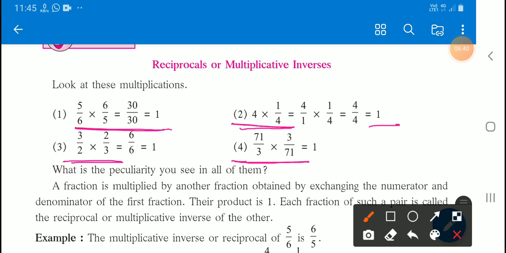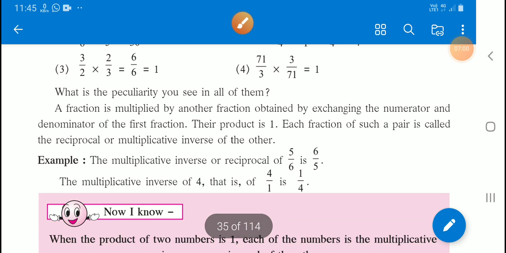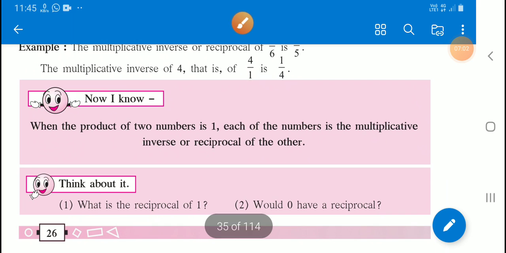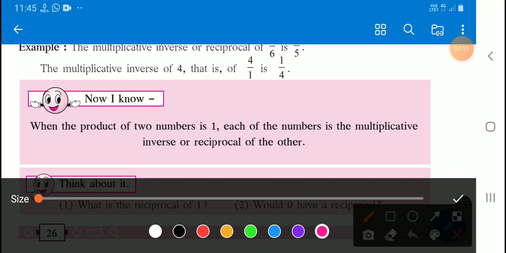Here the second number and the first number are multiplicative inverses of each other. It means when the multiplication of two fractions is equal to 1, then those two fractions are known as multiplicative inverses of each other. Look here, when the product of two numbers is 1, each number is the multiplicative inverse, or another word for that is reciprocal, of the other.